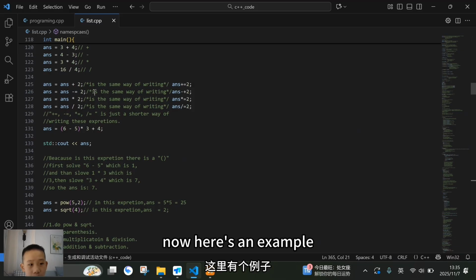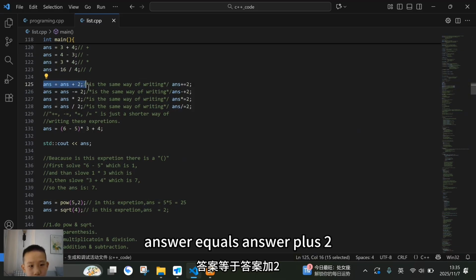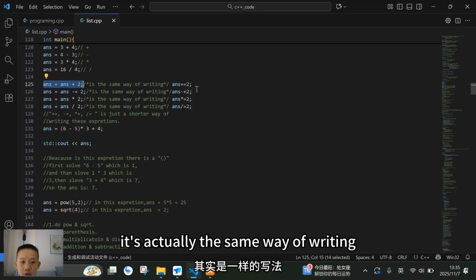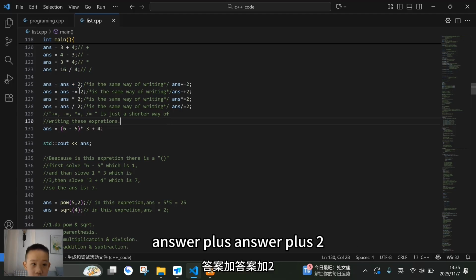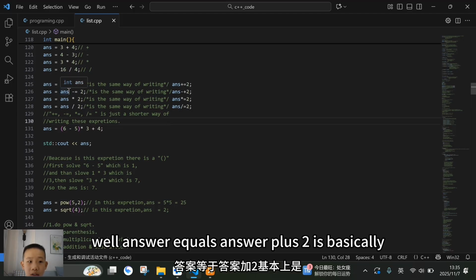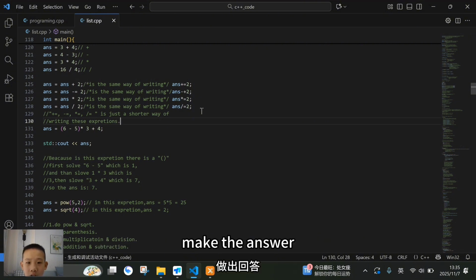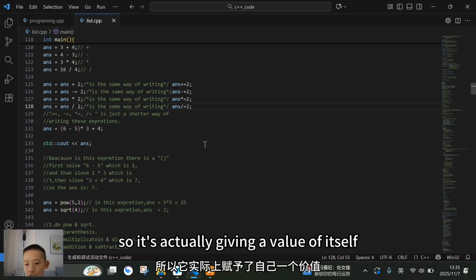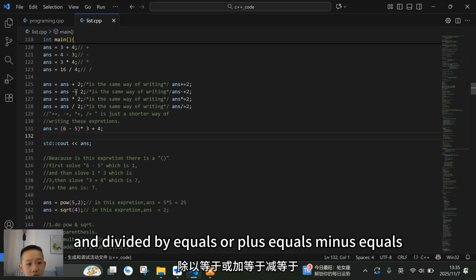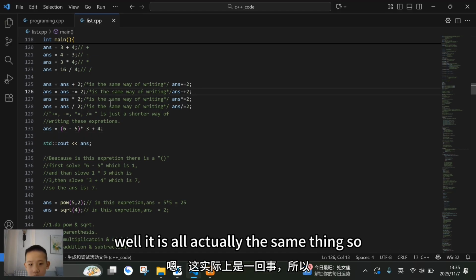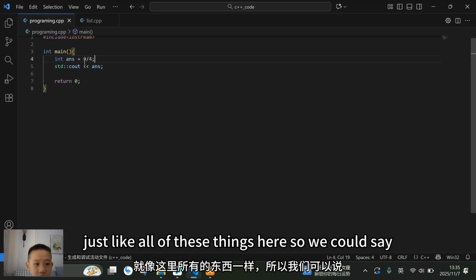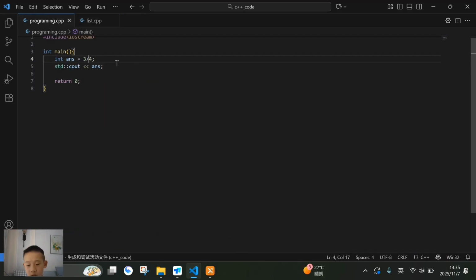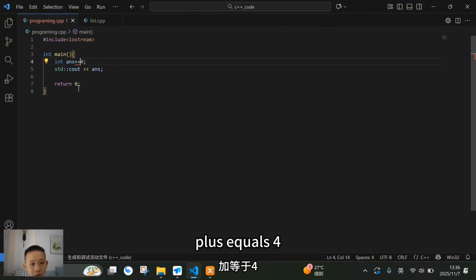Now, here's an example. Answer equals answer plus 2 is actually the same way of writing answer plus equals 2. Well, answer equals answer plus 2 is basically giving answer a value of answer plus 2. So it's actually giving a value of itself. And divided by equals, or plus equals, minus equals, well, it is all actually the same thing. So it's like all of this thing here. So you could say answer plus equals 4.